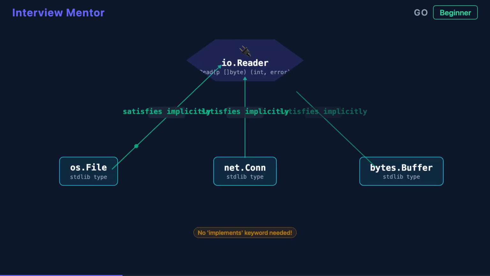Go interfaces are different from Java or C# interfaces. You never declare that your type implements anything. If your struct has the right methods, it satisfies the interface, automatically and implicitly. This is called structural typing. Three totally different types can satisfy io.Reader without knowing each other exists.